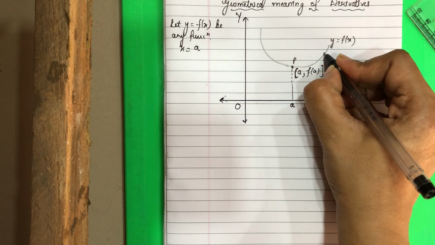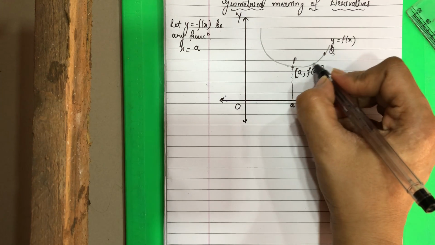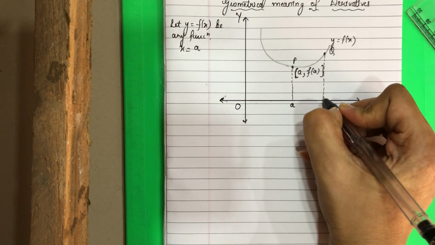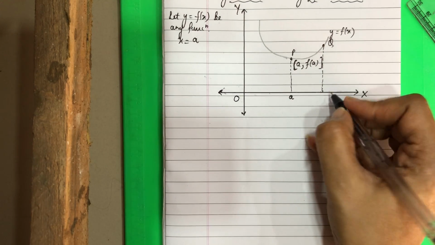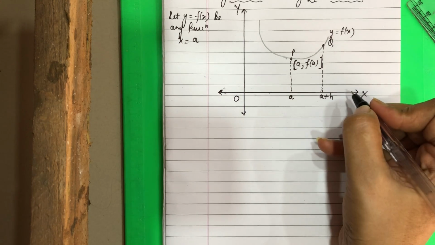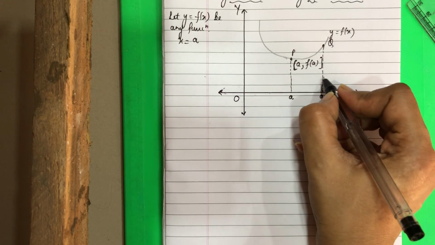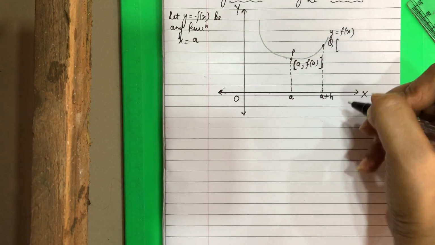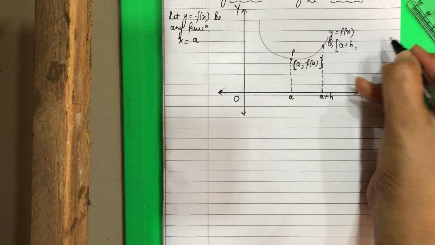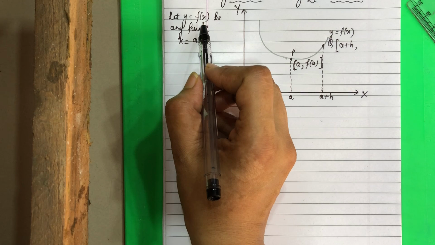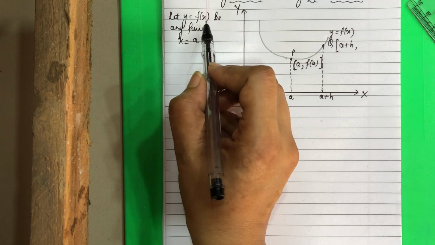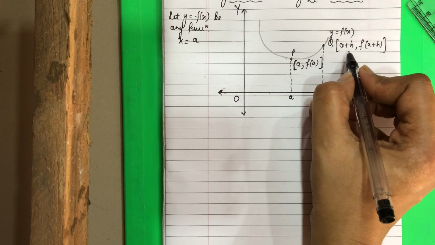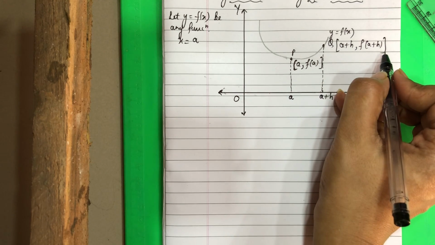Now consider another point Q, a little to the right of the point P at a difference of h, such that the x coordinate would be a plus h, where h is your small change. Substituting a plus h here, we get y is equal to f(a plus h). So the coordinates of Q are a plus h and f(a plus h).